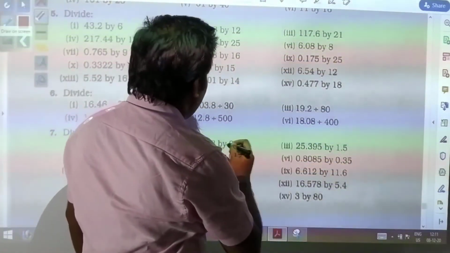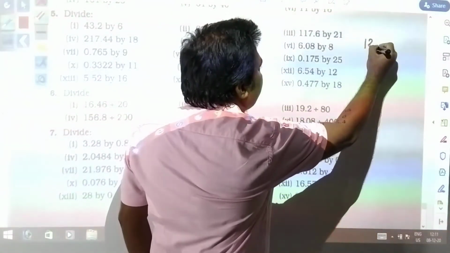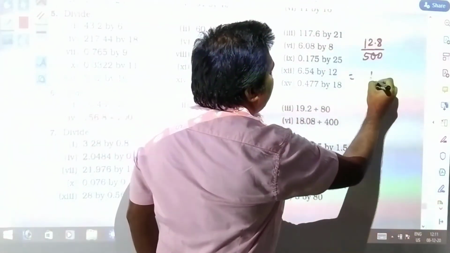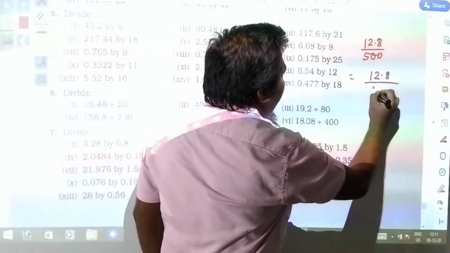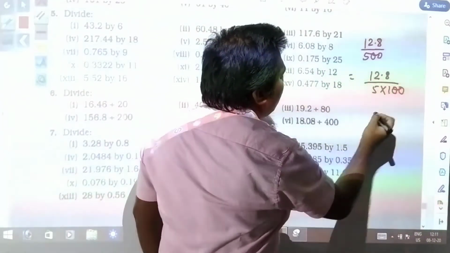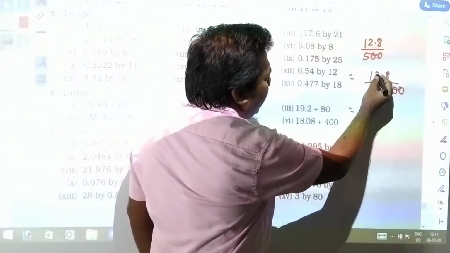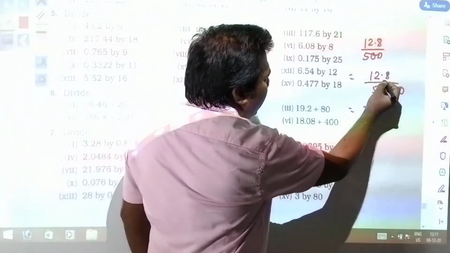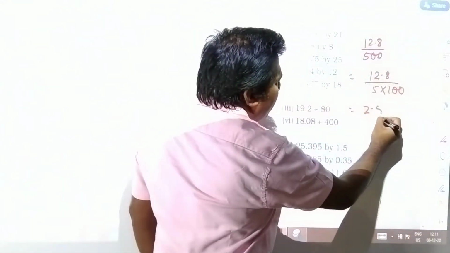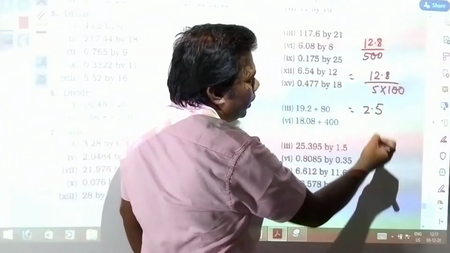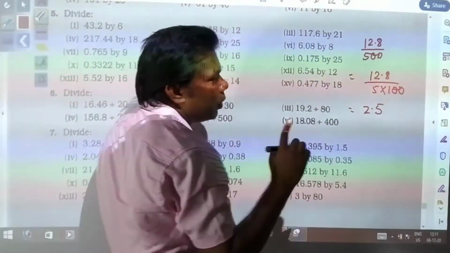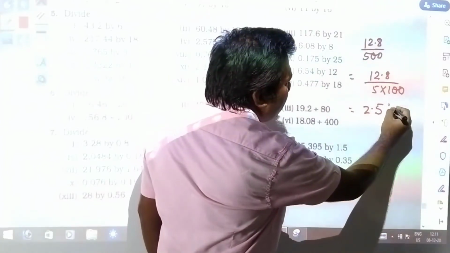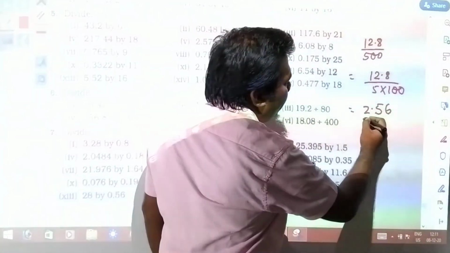Suppose you have 12.8 divided by 500. So this can be written as 12.8 divided by 5 into 100. By 5 you divide this. 5 2s are 10. Decimal you will have 28, it became 5 5s are 25, 3 will be remainder, 0 you need to put by yourself, and then 5 6s are 30 it will become, divided by 100.